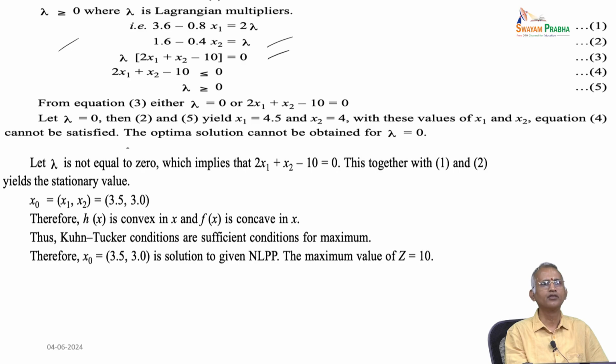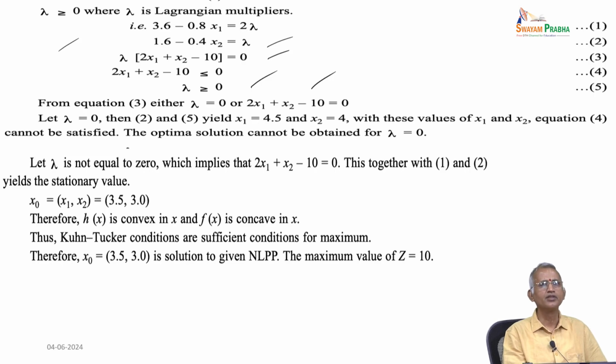Therefore, lambda times 2 x1 plus x2 minus 10 equal to 0, which is the third equation. We have lambda is 0 or 2 x1 plus x2 minus 10 equal to 0, with lambda positive. Therefore, 2 x1 plus x2 minus 10 is less than or equal to 0 and lambda is positive. Therefore, equation 3 is either lambda equal to 0 or 2 x1 plus x2 minus 10 equal to 0.